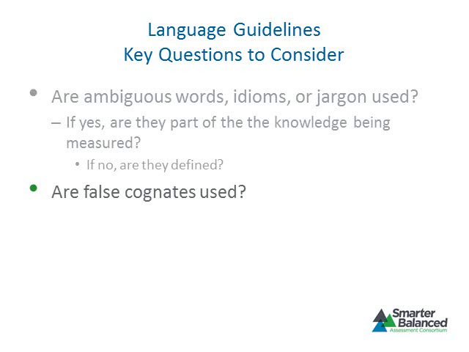As an example, the word billion represents the number billion in English but represents the number trillion in Spanish. False cognates should be avoided when possible to limit confusion for English language learners. The English Language Learner Accessibility Guidelines provide more details and examples of false cognates.